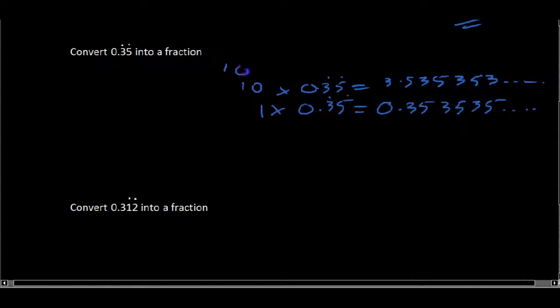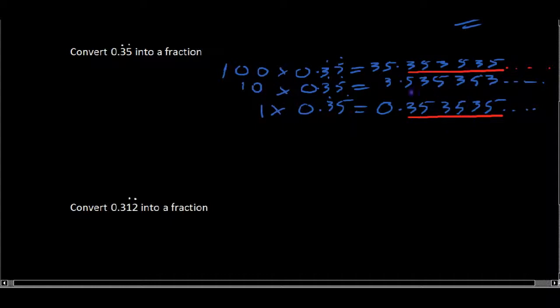So let's go again. Let's do the next power of 10 up. Let's times by 100, move the decimal place one further. So we get 0.35 recurring times by 100 gives us 35.353535. And we can see the 100 one and the 1 one, after the decimal place, match up. They're exactly the same. So we just subtract 0.353535 away from 35.353535. I forgot to put the dots in there. And they will cancel. So we're just left with 35 minus 0.